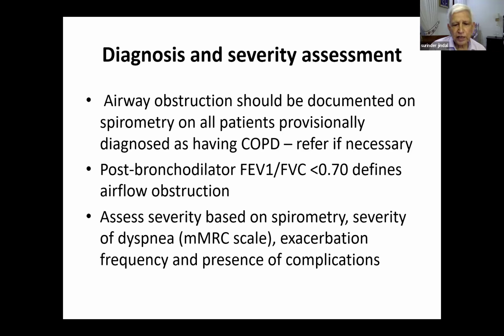And the post-bronchodilator FEV1 over FVC ratio, if it is diminished, less than 70%, it defines airway obstruction. Again, we are not going into the details of spirometric interpretation. And then based on the spirometry and the severity of dyspnea, which is measured with the help of the modified MRC scale, exacerbation frequency, and any presence of comorbidities, you see, the treatment is further decided. There are a lot of recommendations regarding treatment, but we will discuss only the simplified management which should be done. Next.